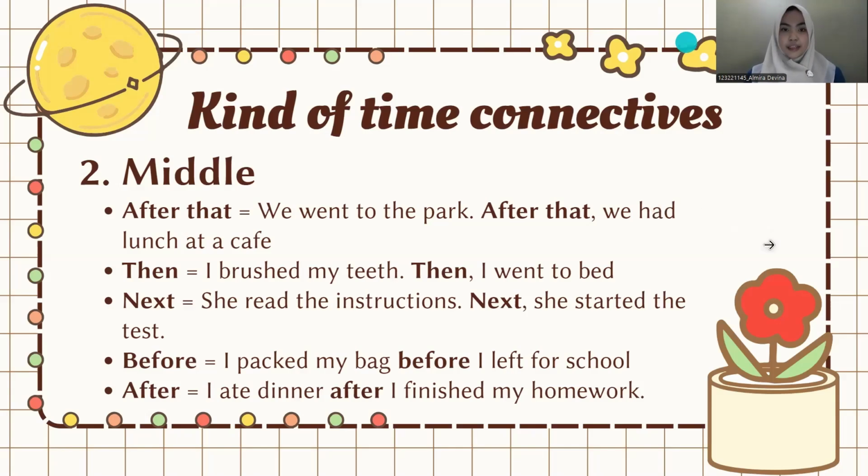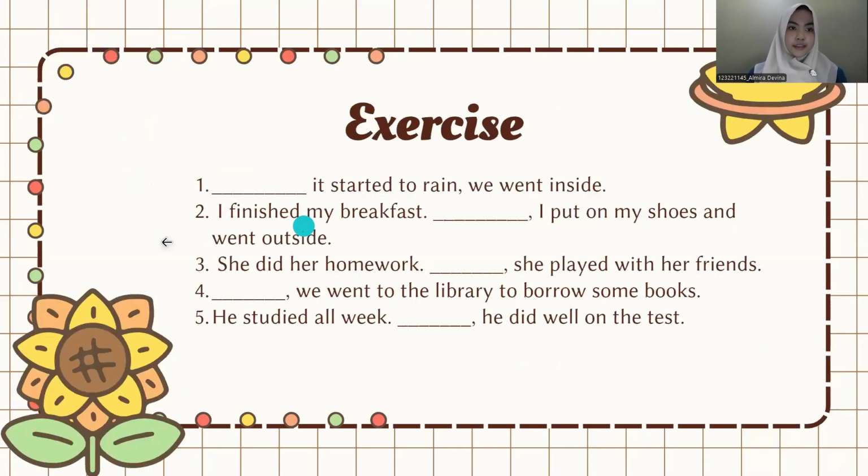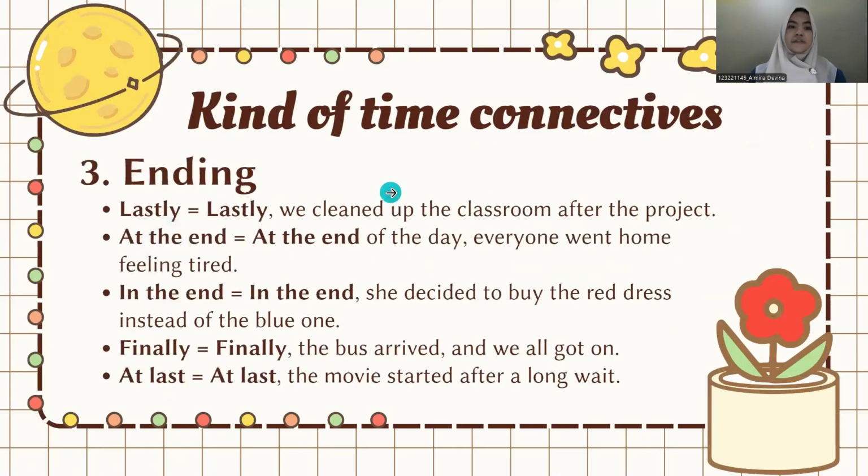Okay, next. Next is kind of time connective part 3. There are the ending of kind of time connective. There are five words of the ending. The first one is lastly. Lastly, we cleaned up the classroom after the project. The second one is at the end of the day. At the end of the day, everyone went home feeling tired.